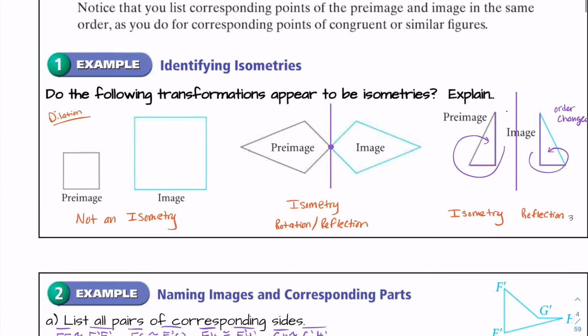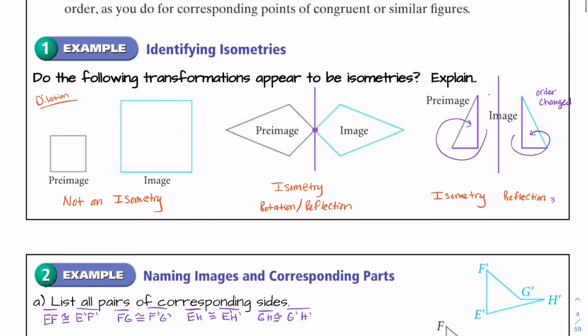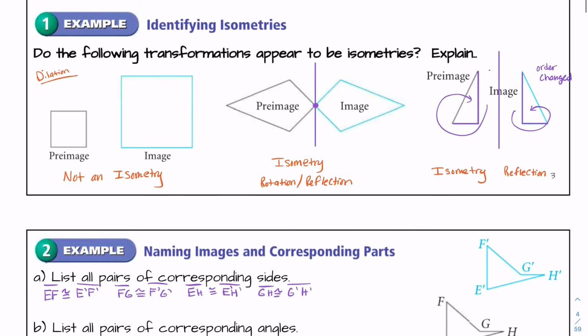All right. So do the following transformations appear to be isometries? Well, this one is definitely not, because they're not the same size. They are the same shape. This is a dilation, so we put no, this is not an isometry because of dilation. Here, we said yes, this is an isometry. It could have either been a reflection, it could have flipped, or it could have spun. So we said that this is an isometry, but it is either a rotation or a reflection.